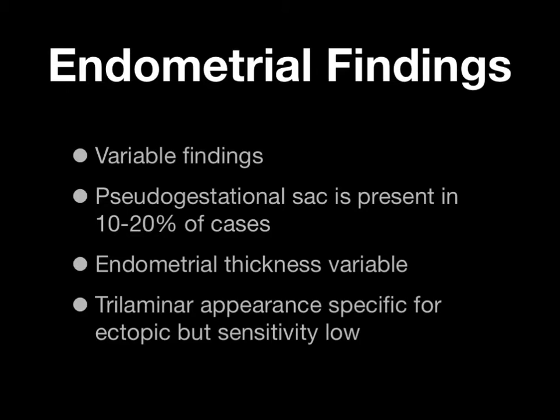You'll get a pseudosac in about 10 to 20% of cases. Endometrial thickness can be variable, so this can't be used to rule in or rule out an ectopic pregnancy. However, a trilaminar appearance of the endometrium is highly specific for the diagnosis of an ectopic, but the sensitivity is low. So if you see it, this should point you towards the diagnosis of an ectopic pregnancy.